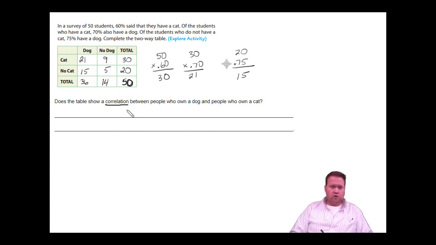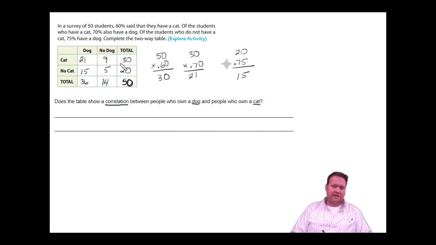Let's address this correlation question again. We're asked to find out if there's a correlation between people who own a dog and people who own a cat. Meaning, are you more or less likely to own a cat if you also own a dog? So let's just answer this question. What's the percentage of people, or what's the frequency that we might run across somebody who owns a cat?